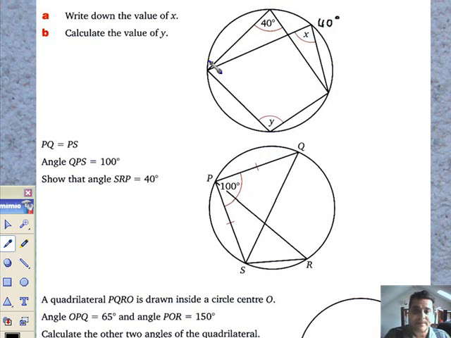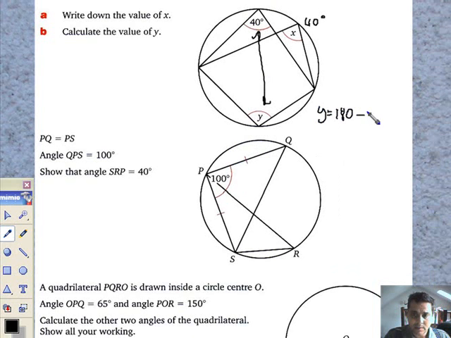X equals 40 degrees. Angle Y, we have a cyclic quadrilateral. Opposite angles in a cyclic quadrilateral are supplementary, so this plus this are opposite angles, add up to 180, therefore Y is going to be 180 take away the 40 degrees, therefore Y is going to be an obtuse angle of 140 degrees.